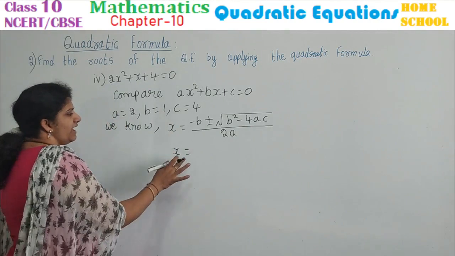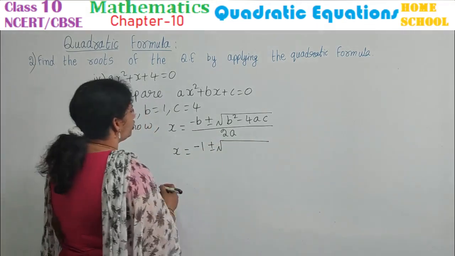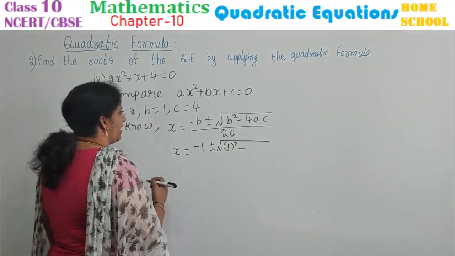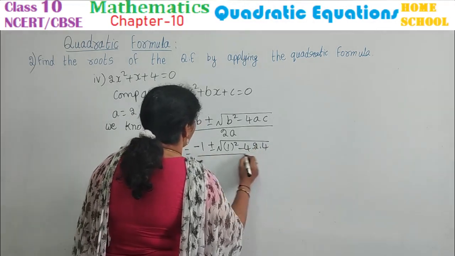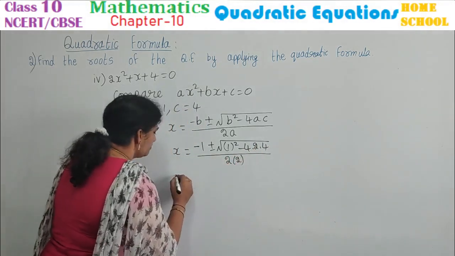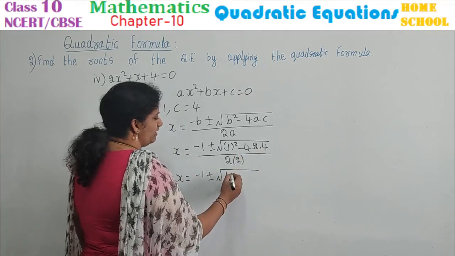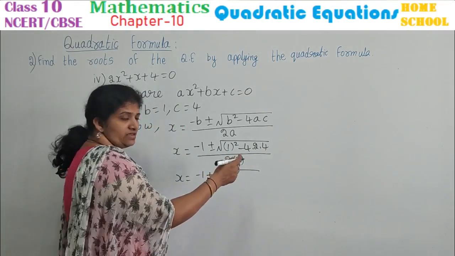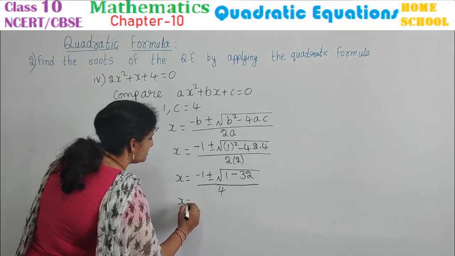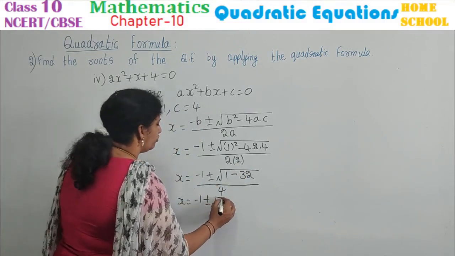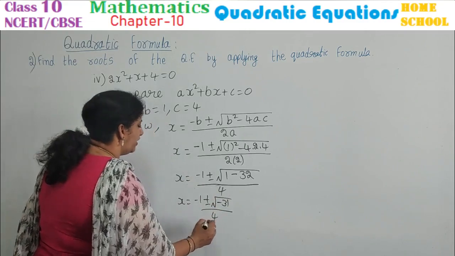x value is x. x is equal to minus b, the b value is 1, plus or minus root of b², 1 whole square, minus 4ac, 4 into 2 into 4, whole divided by 2 into 2. x is equal to -1 ± √(1 minus 4 fours are 16, 16 twos are 32), by 2 twos are 4. x is equal to -1 ± root of 1 minus 32 will be how much? Minus 31.